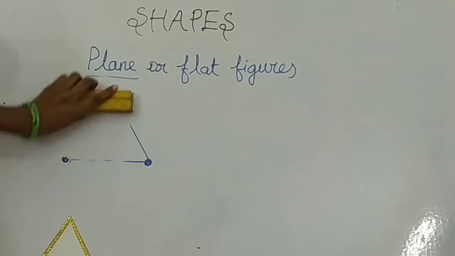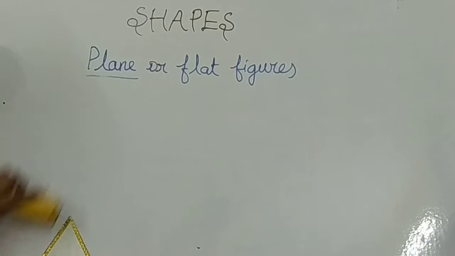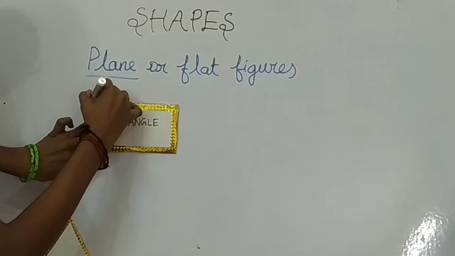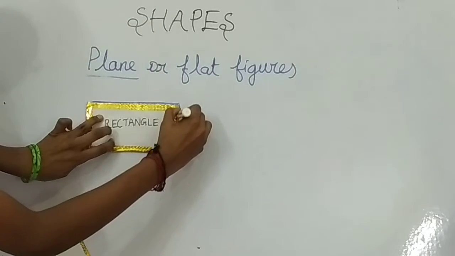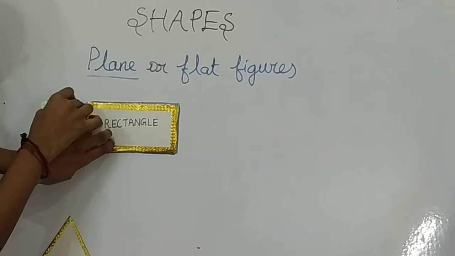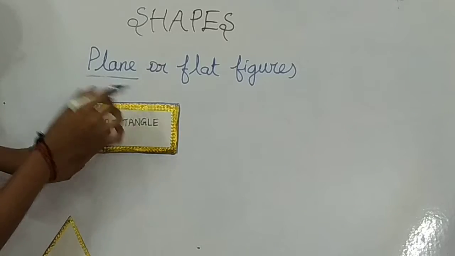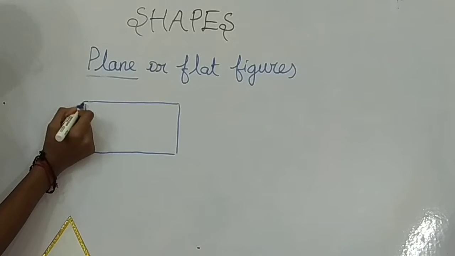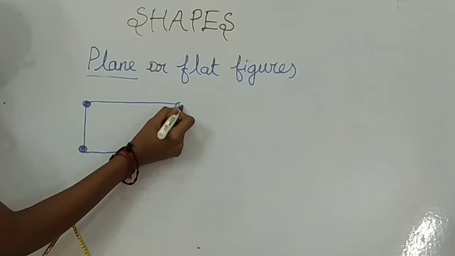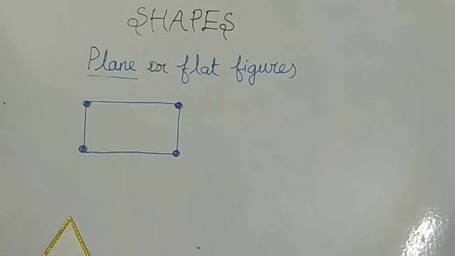Next, rectangular shape. This is a rectangle. It has four sides, four corners. The rectangle has four sides, four corners. Opposite sides of a rectangle are equal.